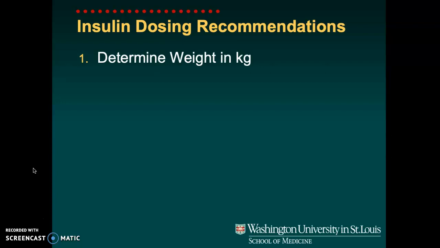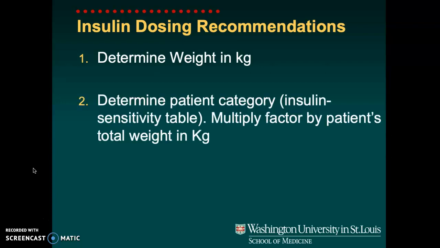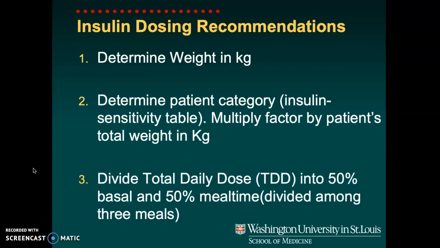The first thing we're going to do is determine the patient's weight in kilograms. Then we're going to determine the patient's category based on an insulin sensitivity table that I'll show you in a few slides. We're going to multiply the factor that we find in the table by the patient's total weight in kilograms. Finally, we're going to take that value, also called the total daily insulin dose, and divide 50% into basal or long-acting insulin and 50% into mealtime, which we will again divide into the 3 meals of the day.